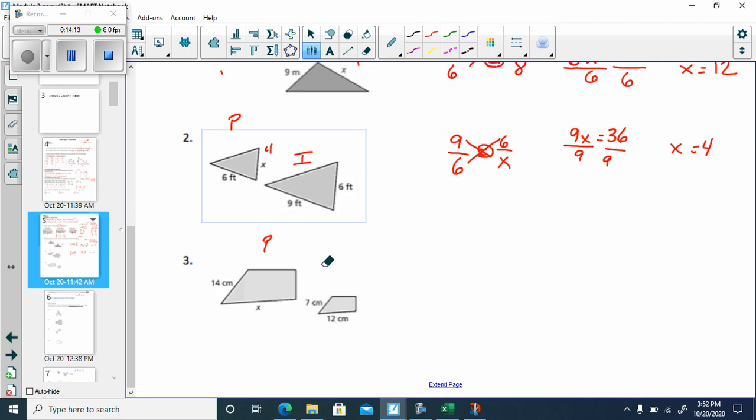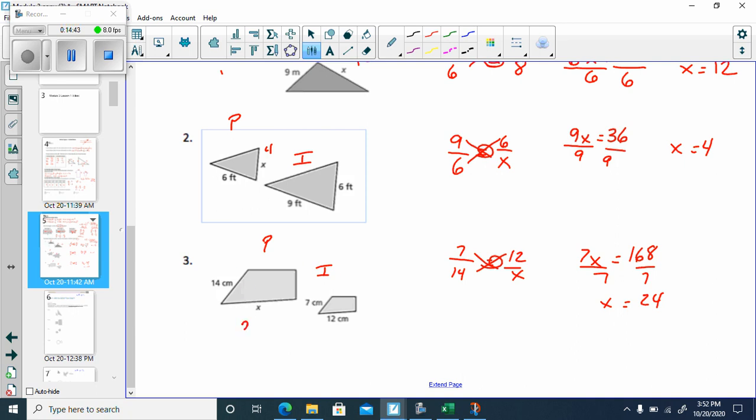Now, this is my pre-image and this is my image. 7 is to 14 as 12 is to x. There is 7x is equal to 12 times 14. If you multiply 12 times 14, you get 168. Let's divide both sides by 7, and x is equal to 24.